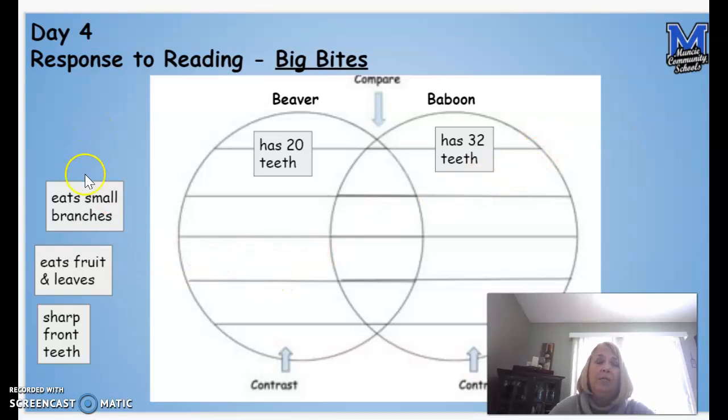And then you'll complete the other things and move them into the circles where they belong, whether it is something to compare that they have in common or whether it is something to contrast things that they have that are different.